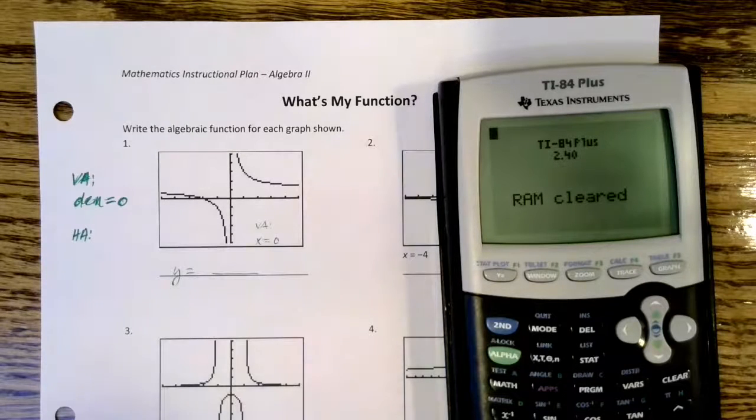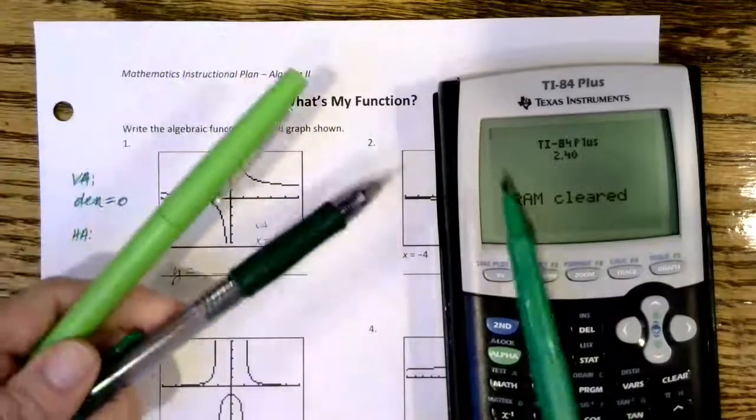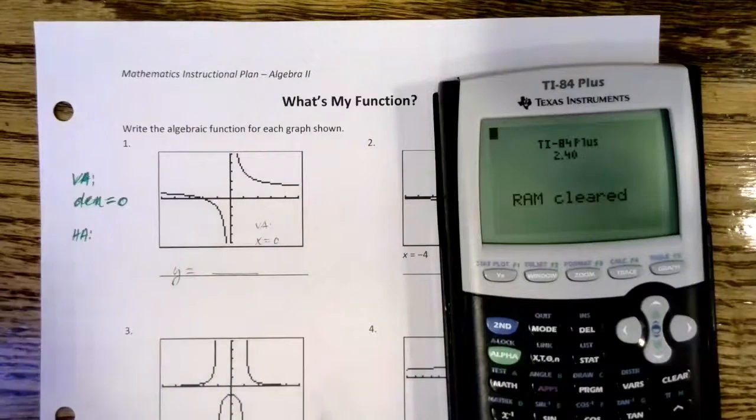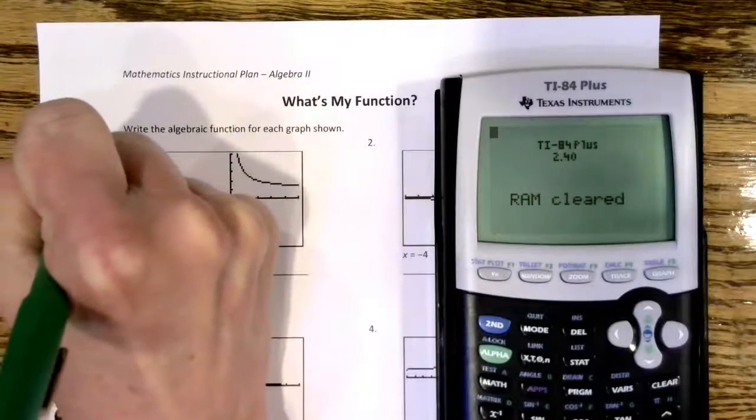Hello there, Algebra 2s. It's St. Patrick's Day here, so we're going to be using our green pens for you this morning. Let's take a look at these graphs that they gave us. There's only 6 of them to do, but it's sure going to be a lot of thinking for us to get through them.